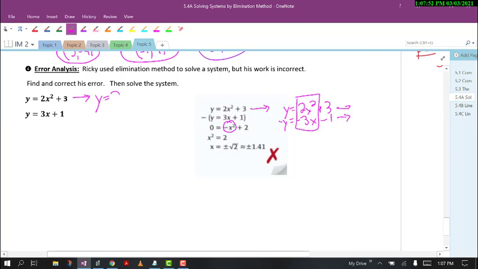So y equals 2x squared. I'm going to leave a spot, then plus 3. And y equals, I'm going to leave a spot because I don't have an x squared term, 3x plus 1. Oops, we wanted to multiply that by negative 1. So negative y, negative 3x, and a negative 1. So y minus y is 0. 2x squared plus nothing is 2x squared. Nothing minus 3x is minus 3x. And 3 minus 1 is 2. So we have positive 2, so we have our quadratic.